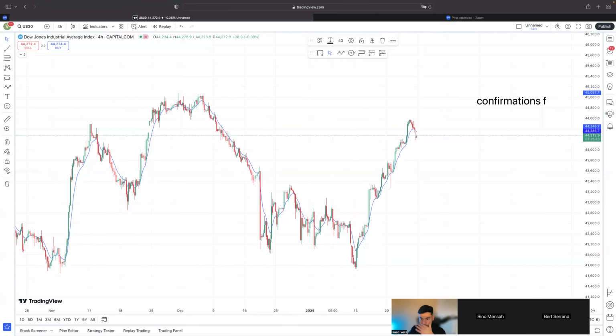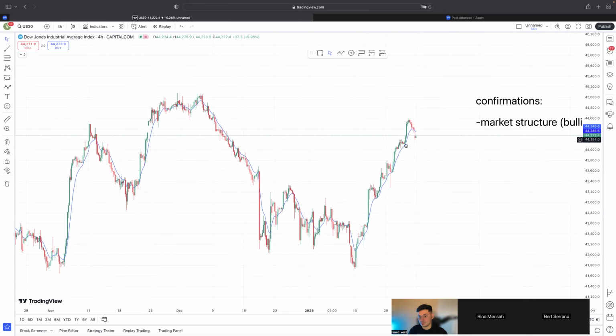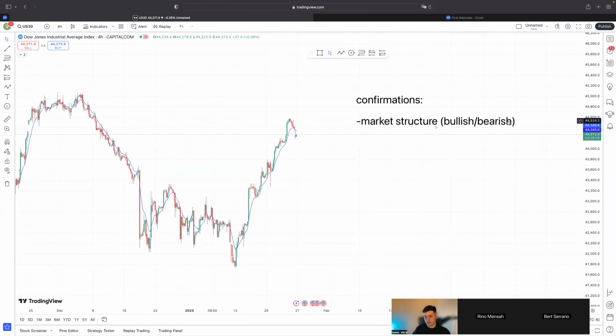Well, I'm just gonna call it confirmations, just to not make it too long. Okay, the first confirmation is I look at market structure. So it can be either bullish or bearish. That's the first confirmation that I look for.